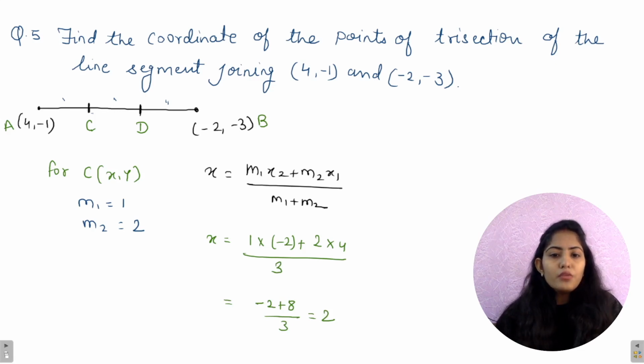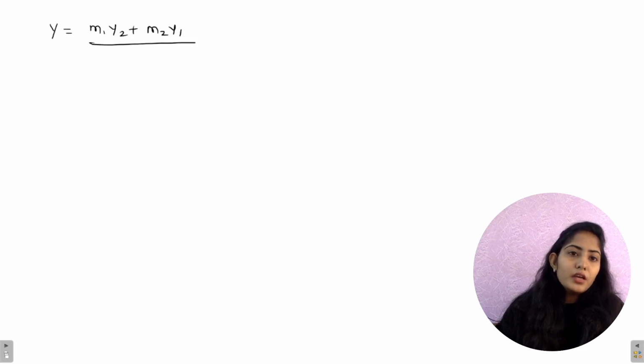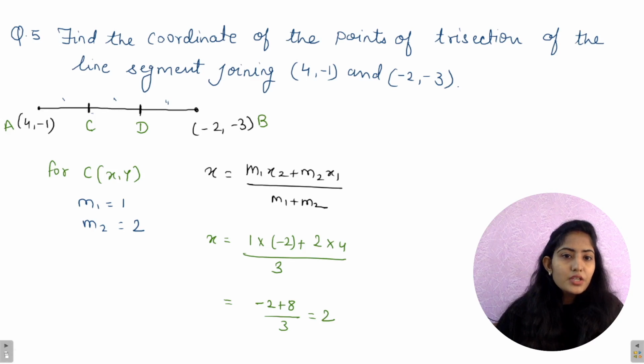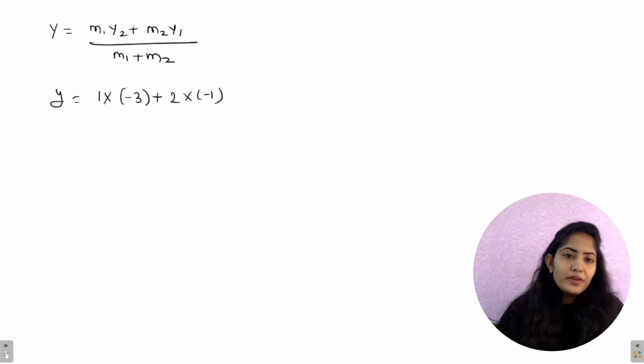Okay, now come to the y. So again we will use the formula, that is y is equals to m1 y2 plus m2 y1 upon m1 plus m2. Clear it is? Okay, so y is equals to m1 is 1, y2 is -3, right, and y1 is -1, so -3 plus 2 times -1, so when we solve it further it will be (-3 -2) upon 3, that is -5 upon 3.